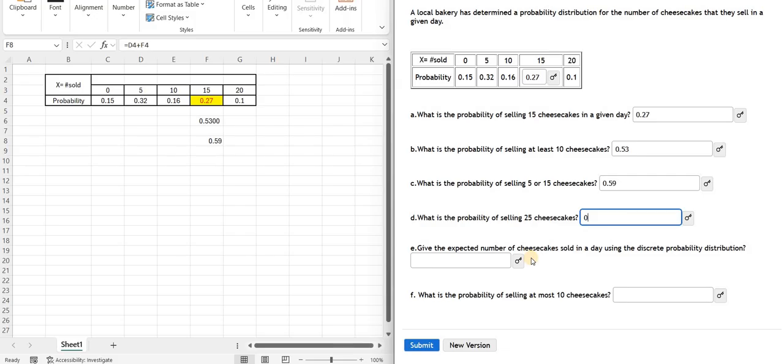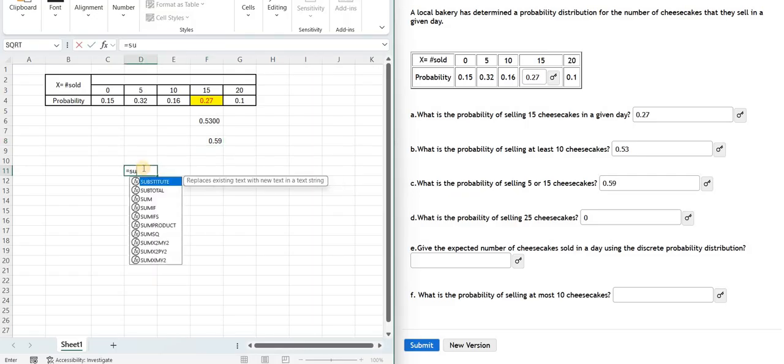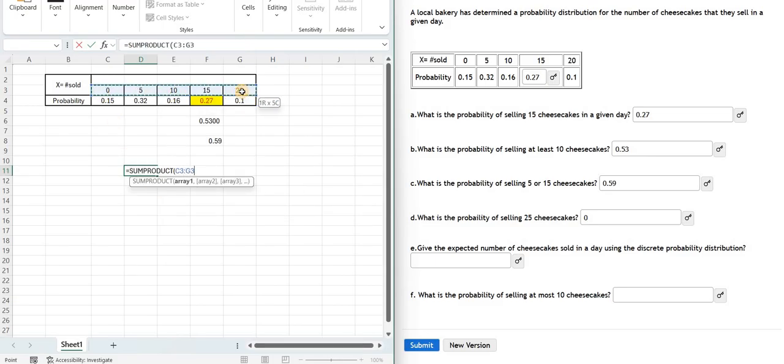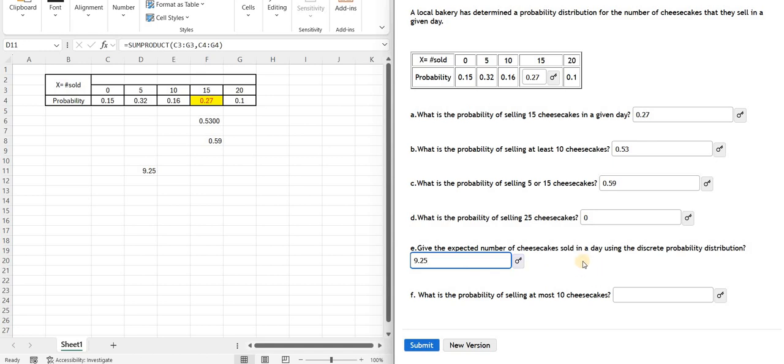Give the expected number. So the expected value or the expected number is basically the mean of the distribution. In order to find the expected number of cheesecakes sold in a day using the discrete probability distribution, we're going to use the sum product. So this is equal to sum product of the number of cheesecakes sold, comma, the probabilities. So highlight each row and then click enter, and that is the expected number of cheesecakes sold, 9.25.